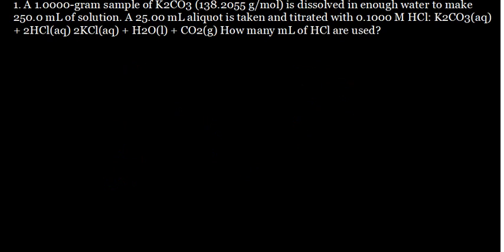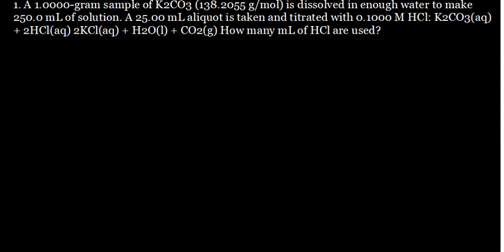So the first question we have: a 1 gram sample of potassium carbonate, which has got a molar mass of 138.2055 grams per mole, is dissolved in enough water to make 250 ml of solution. A 25 milliliter aliquot, so an aliquot is simply a portion, is taken and titrated with 0.1 molar hydrochloric acid. And then this is the reaction that gets to happen in the second phase. How many milliliters of hydrochloric acid are used?